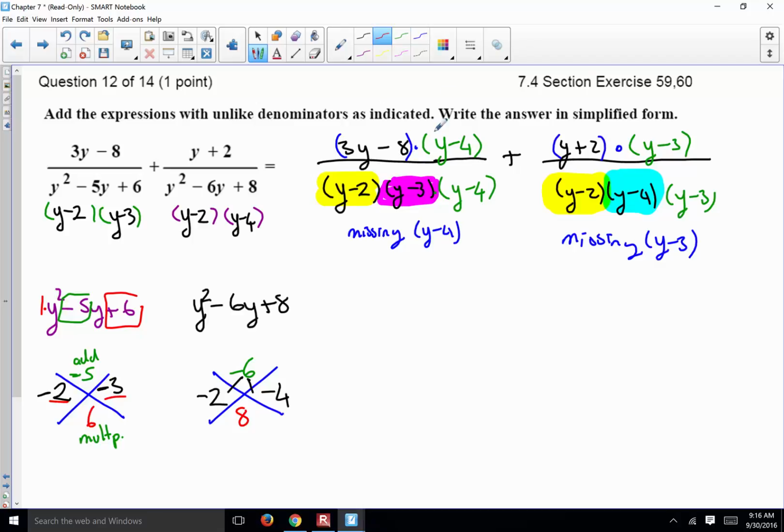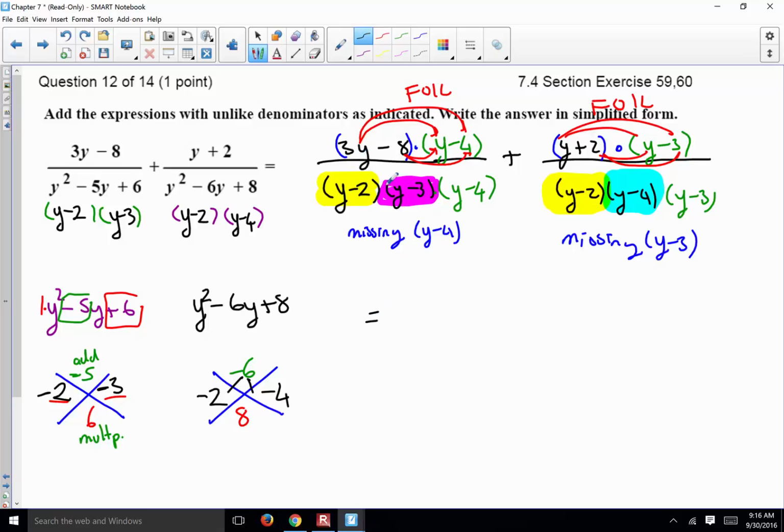And the right way to multiply them is the FOIL operation. First, outside, inside, last terms. FOIL. You need to FOIL this one as well. First, outside terms, inside terms, last terms. So I will continue here.